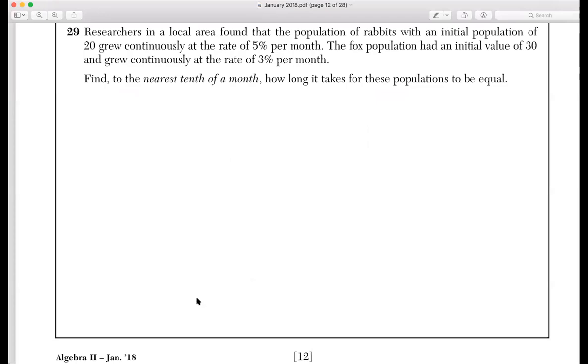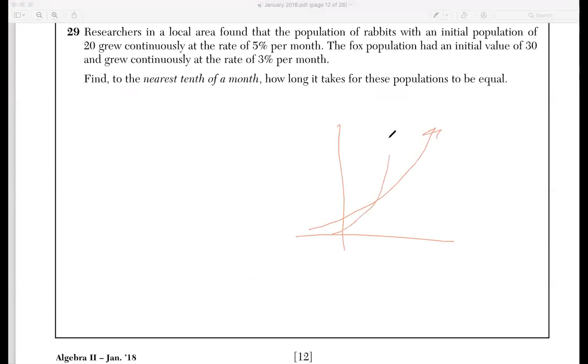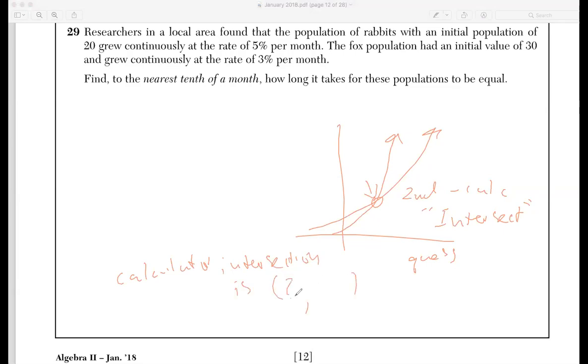Anyway, it's unfortunate that's not working because there's a lot of questions like this. What you're going to do is you're going to see two graphs like this, and then you go to second calc, and then you do intersect, and then you guess there, and that tells you the answer. And then you just have to write here, calculator intersect is, and then you would just write whatever those numbers are.